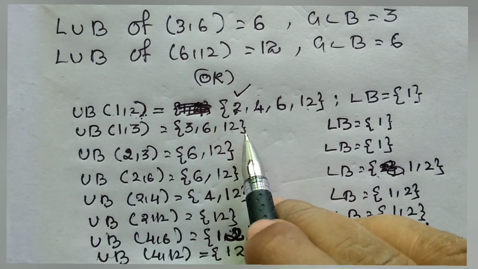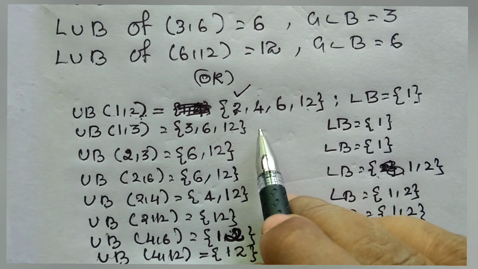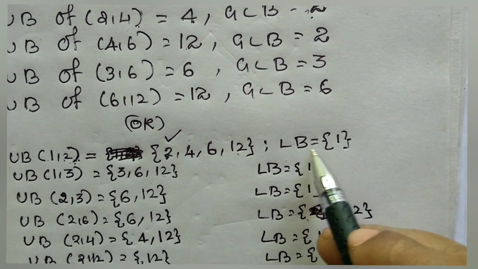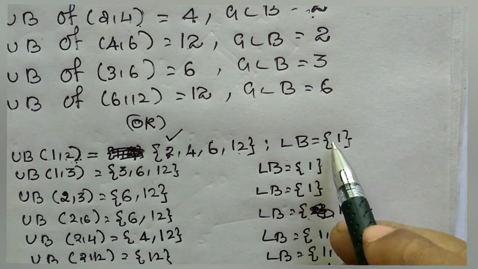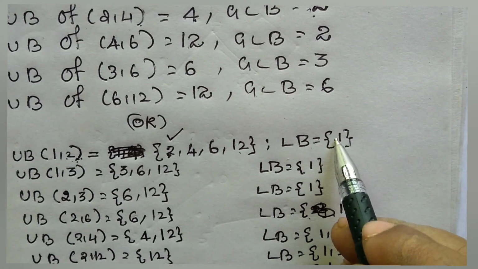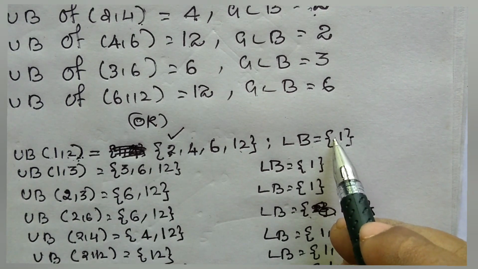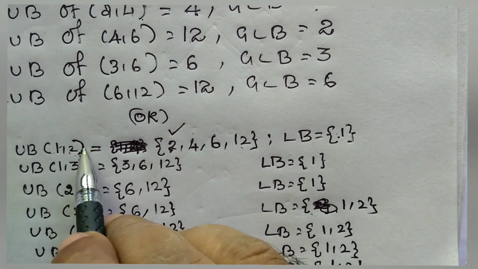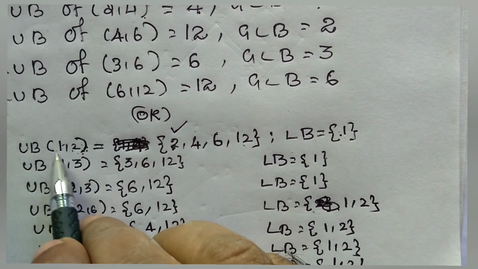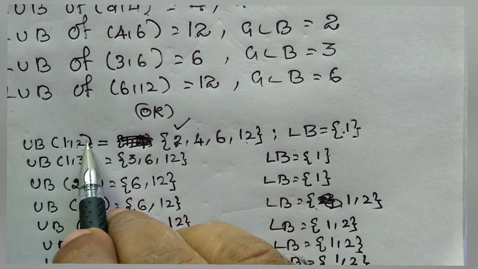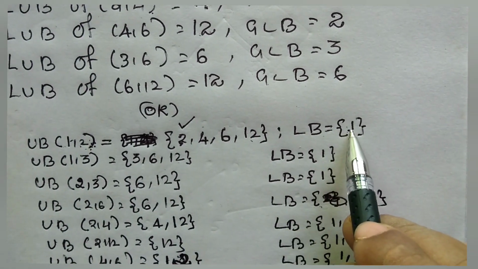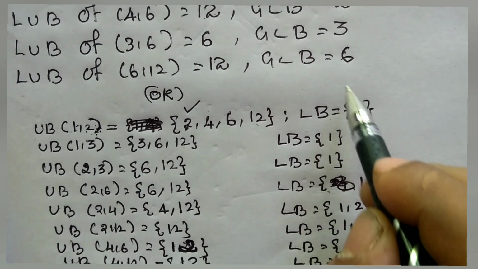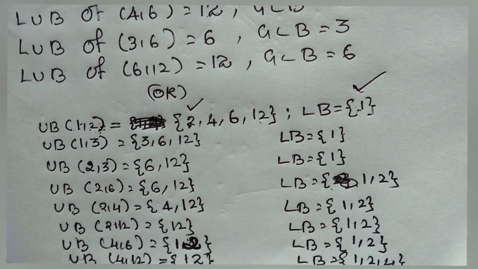And what is the greatest lower bound? How will you calculate the lower bound? It is a number which divides both 1 and 2. So 1 is the unique number which divides both 1 and 2. So the greatest lower bound is 1 itself.